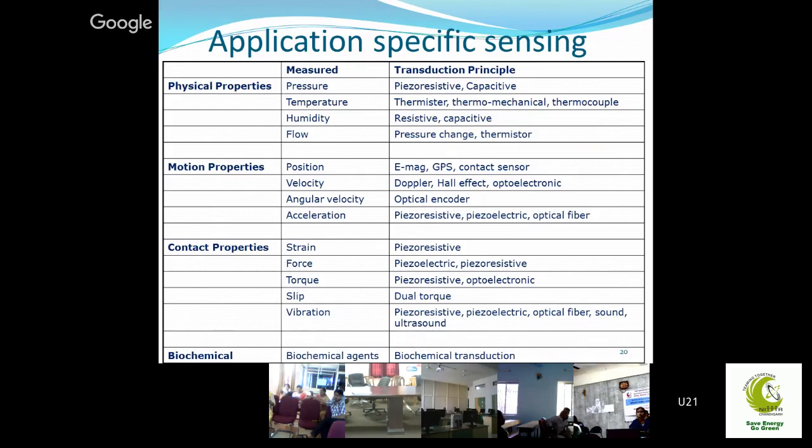So in wireless sensor networks, depending on different applications, we can have different sensors. For example, if we want to measure physical properties, then we can have pressure, temperature, humidity, and flow-based sensors. For motion properties, we can have position, velocity, angular velocity, and acceleration-based sensors. For contact properties, we can have strain, force, and torque-based sensors. Similarly, for biochemicals, we can have biochemical agent sensors. So the application of wireless sensor networks is based on our imagination. Depending on different situations, we can choose different sensors, fetch the data from the environment or the conditions where we want to fetch the data, and we can analyze it and generate the results.